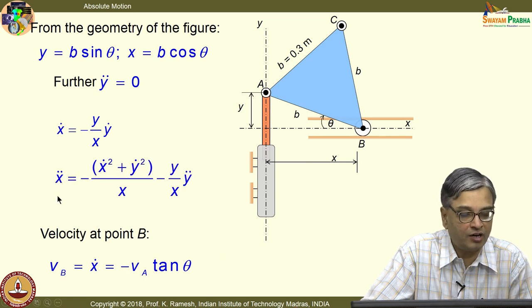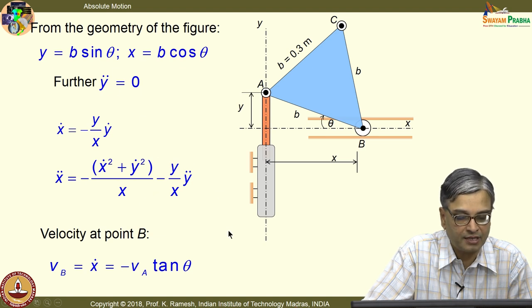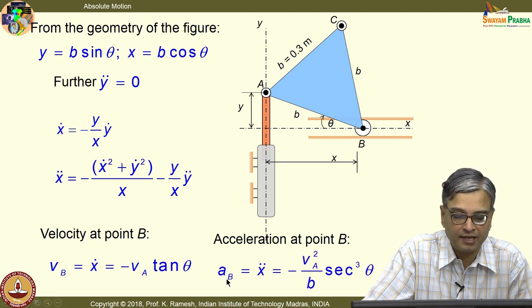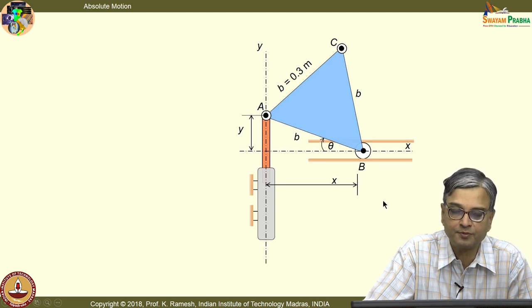And the expression for x double dot is rewritten here. Substitute these values and I get the acceleration at point B as AB equal to x double dot equal to minus VA squared by B secant cube theta. You are given theta equal to 30 degrees and B is 0.3 meters and VA is, I think, 0.2 meters per second. So, when you substitute, I get the numbers.